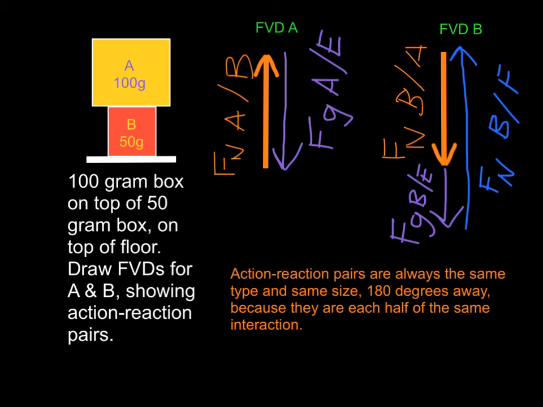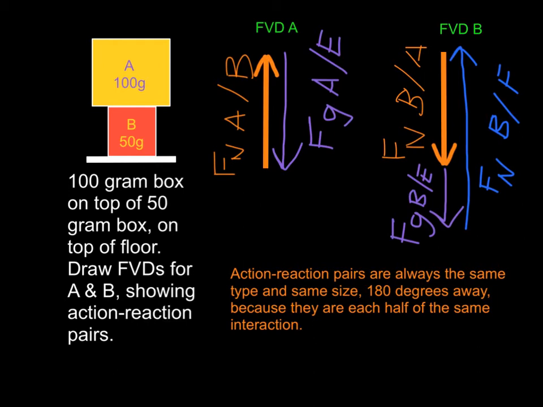I created them both the same color, orange, so that you could see, and I duplicated them so you can see that they are the exact same size. They are also the same type. They're both squish squish normal forces. The only difference is this one is on A from B, and this is on B from A. So that's the only difference.